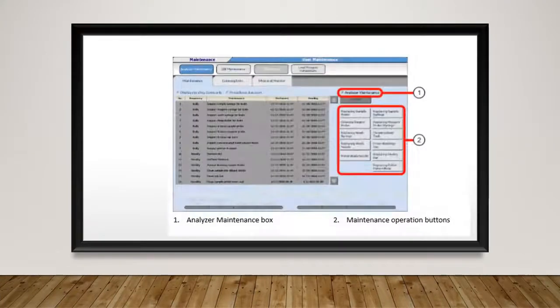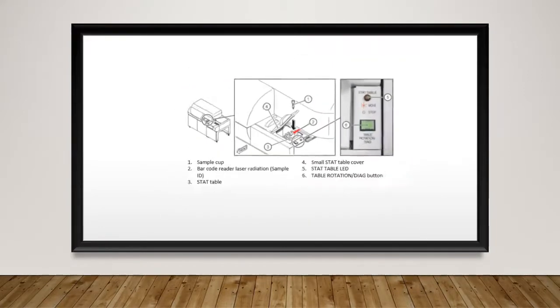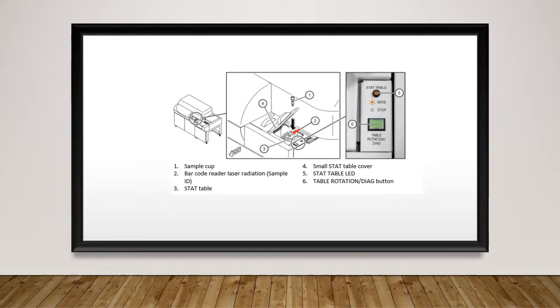Now, we're going to select the Analyzer Maintenance box under the Update button located at the upper right of the screen. This will enable you to select the Prime Wash Line button. At the pop-up menu, select OK. Then press the green button on the analyzer to begin priming the lines.